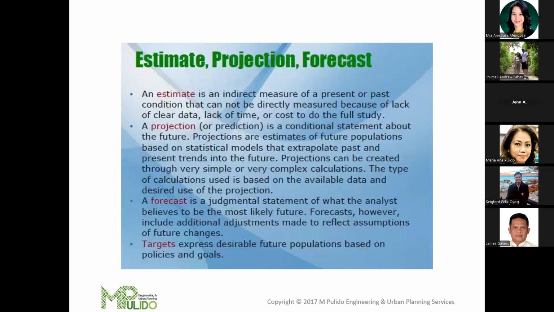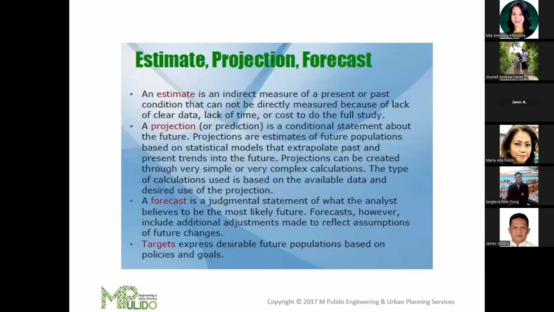So, okay, exponential method. And then, ayan, estimate, projection, forecast. Magkakaiba yung meaning niya, right? There's distinction among the three. And so, estimate, sabi niya, an estimate is an indirect measure of a present or past condition that cannot be directly measured because of lack of clear data, lack of time or cost to do the full study. So, di ba, we always say, that's just an estimate. Okay. Baka kasi definition of terms din, ano?